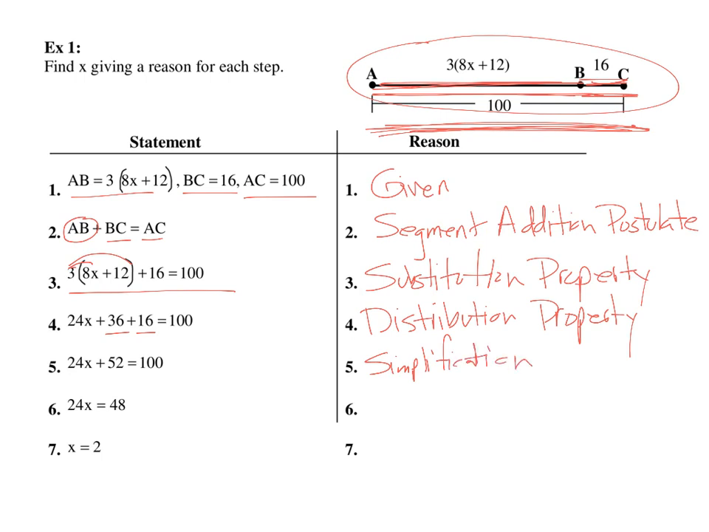Okay, now a lot of students here will say addition property. Why is it not the addition property? Are you adding something to both sides of the equation? No, you're just simplifying. You're adding up like terms. All right, for part 6, how did we get this statement? Well, we must have subtracted 52 from both sides. Since you did it to both sides, that's the subtraction property.